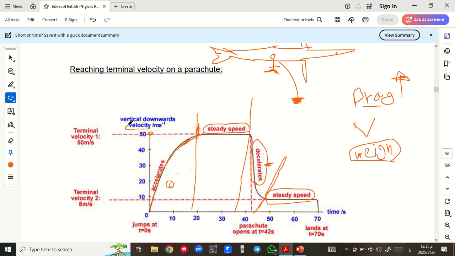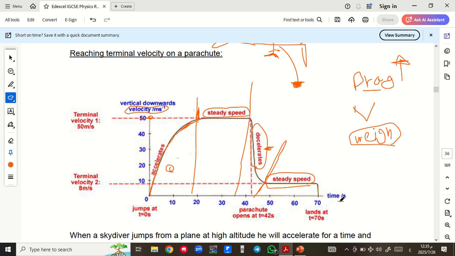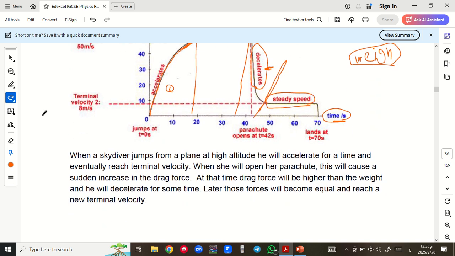On this side, we have velocity measured in meters per second, or m s^-1, and on the horizontal axis we have time measured in seconds.